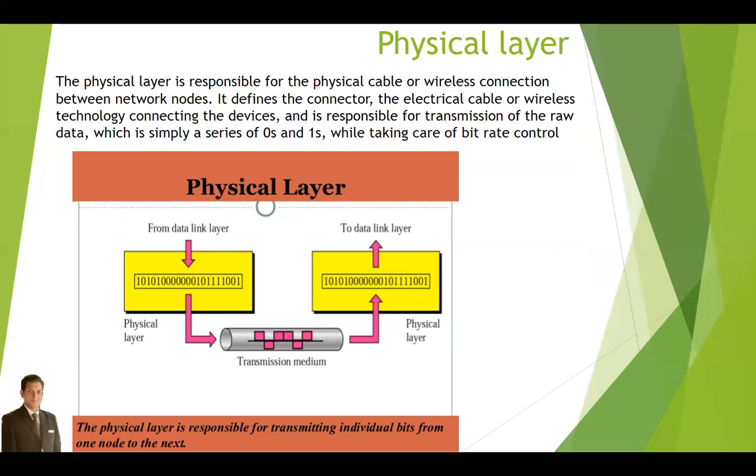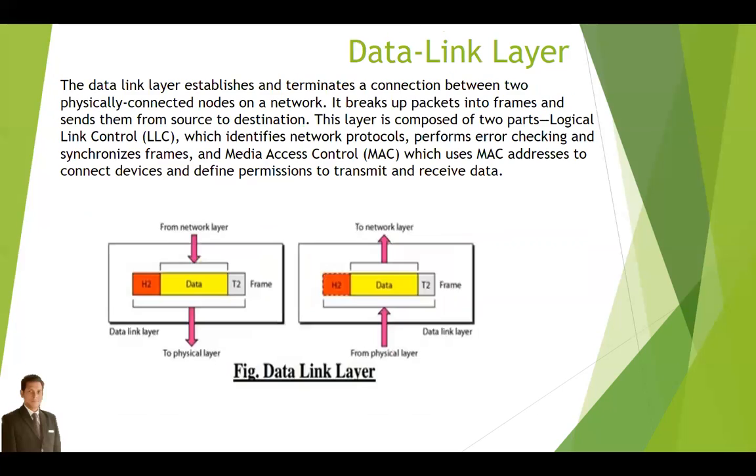Physical layer. The physical layer is responsible for the physical cable or wireless connection between network nodes. It defines the connector, the electrical cable, or a wireless technology connecting the devices, and is responsible for transmission of the raw data, which is simply a series of zeros and ones, while taking care of bitrate control.